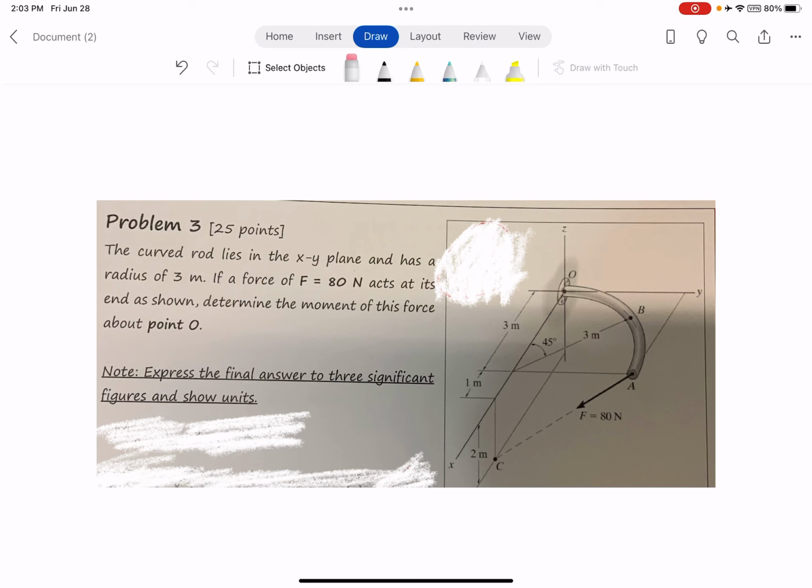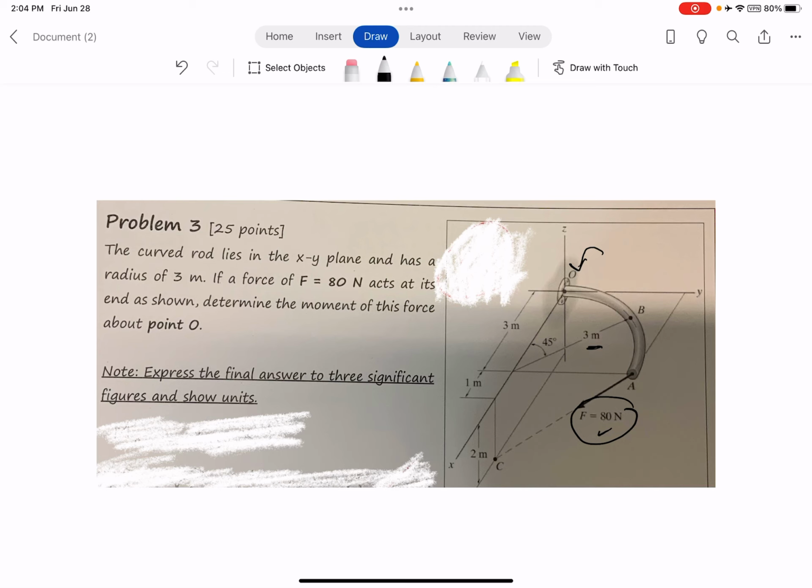You can see that the radius is 3 meters. If a force of 80 Newton acts at its end as shown, determine the moment of this force about point O. So you need the moment of this force about point O. Express the final answer to 3 significant figures and show units.